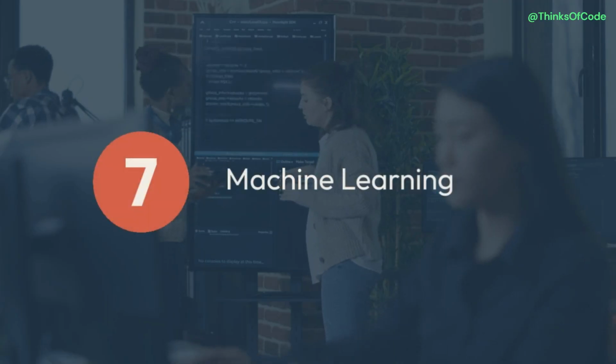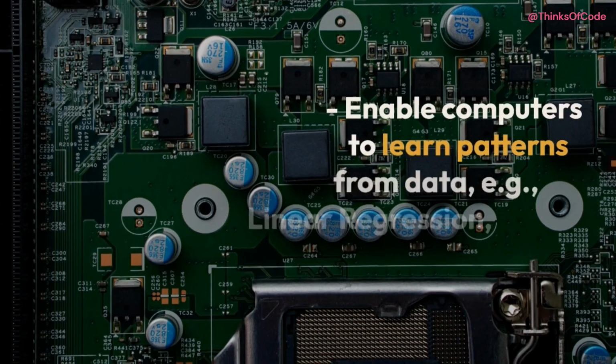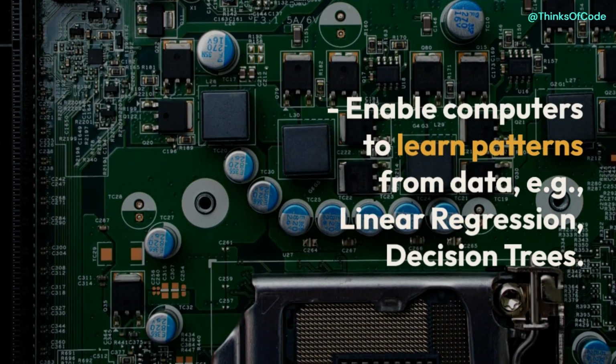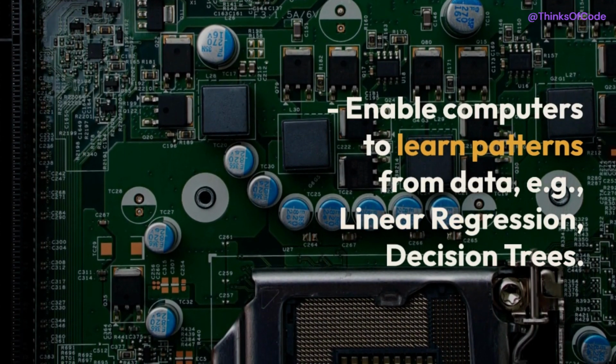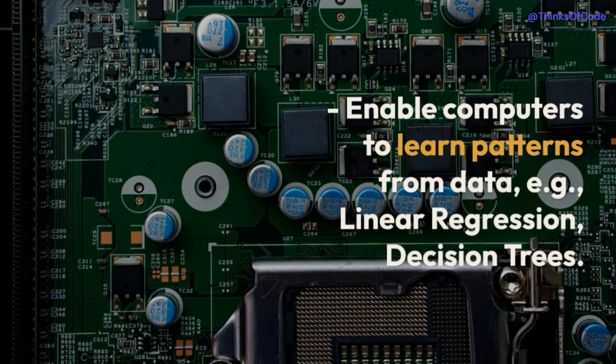Machine learning algorithms. In the age of data, machine learning algorithms like linear regression, decision trees, and neural networks empower computers to learn patterns, make predictions, and influence decisions.